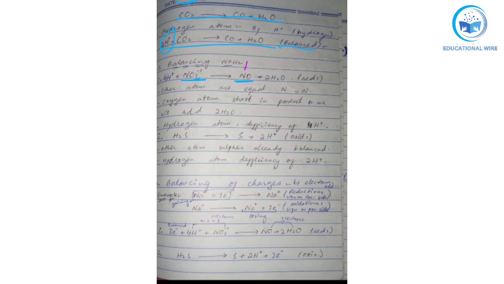So what we did: nitrogen and nitrogen are the same, which means the other atoms are the same, but here there were 3 oxygen and here there were 2 oxygen, 1 oxygen. So we add 2 oxygen over here, and that is equal to 2H2O. Now here are the 4 hydrogens, 2 multiplied by 2, but here there were not 4 hydrogens, so we add 4 hydrogen over here.